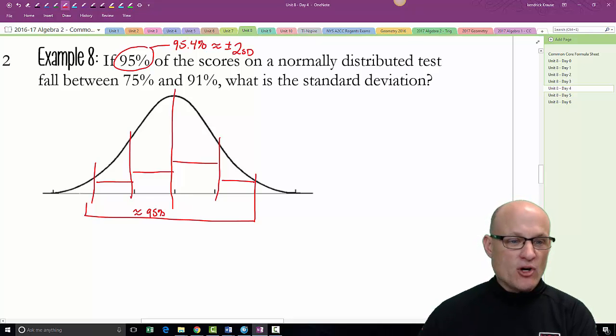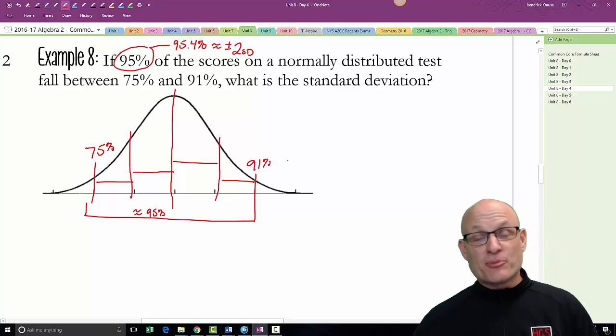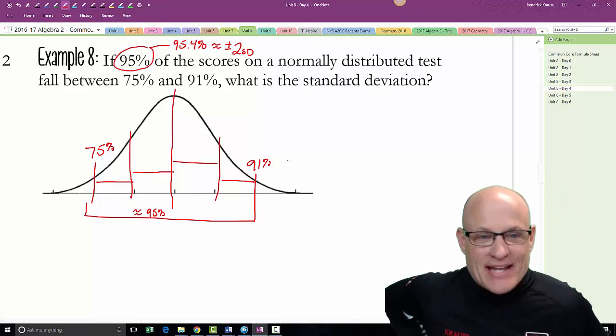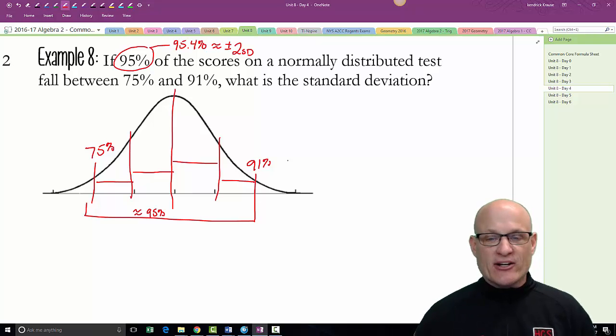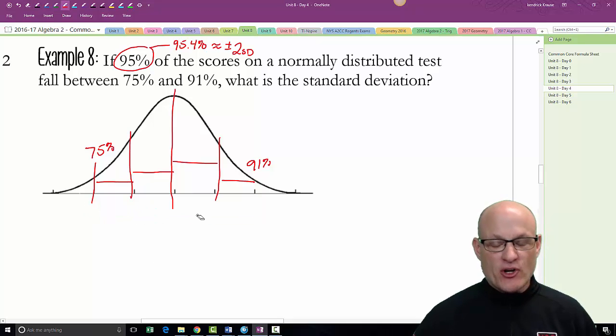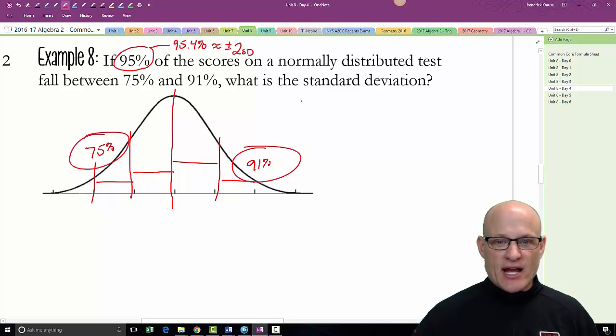Okay. And here's 75% and 91%. So 95% of whatever these things are fall between 75% and 91%. What is the standard deviation? Well, I like to find the mean. I think we should know what the mean is. So if I just figure out what the middle between these two is, so 91 plus 75 divided by 2, that will give me the x bar.